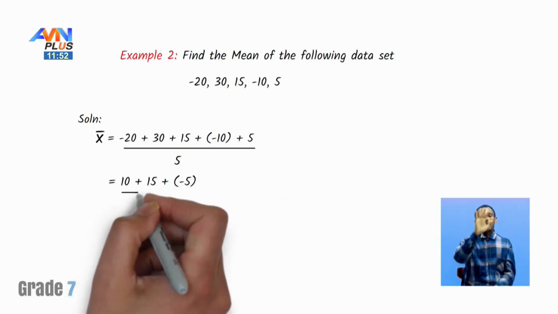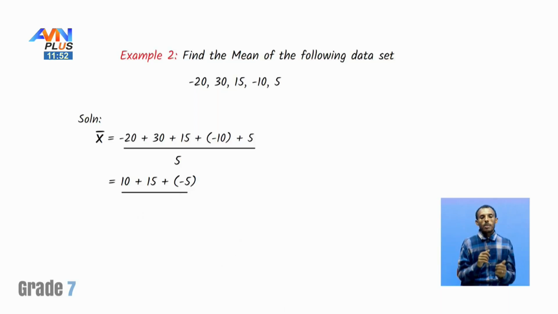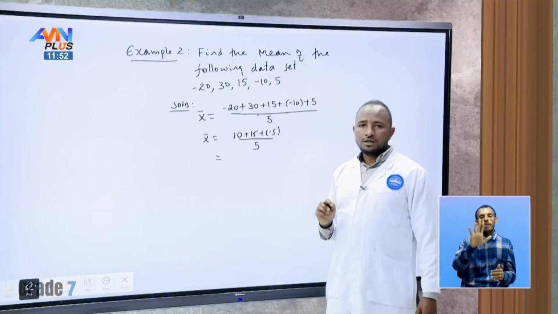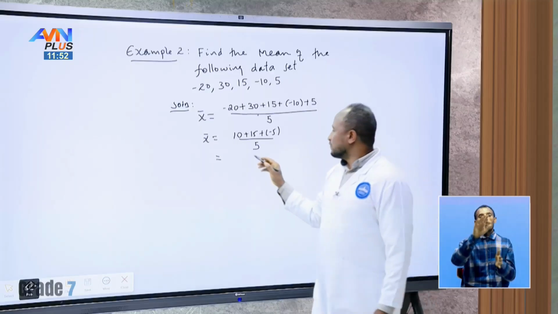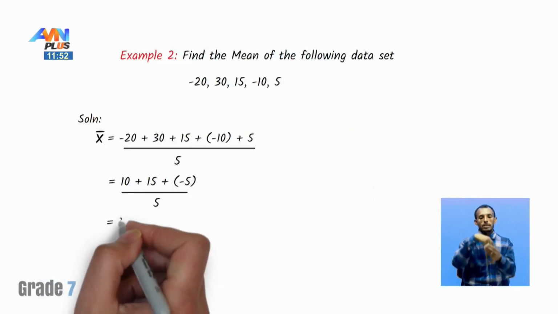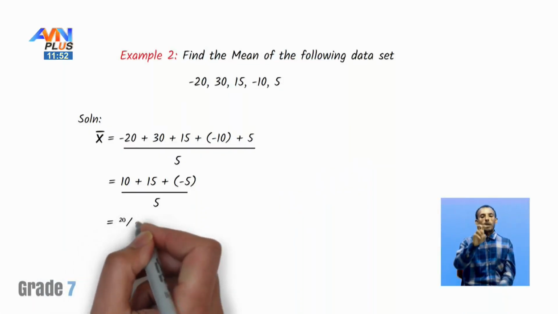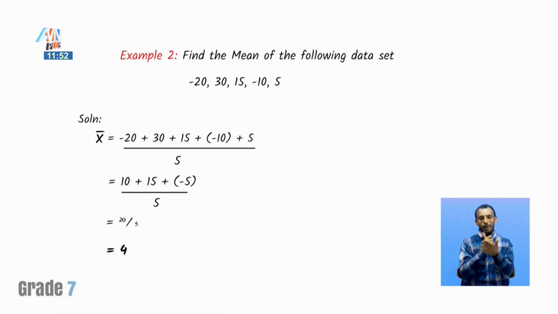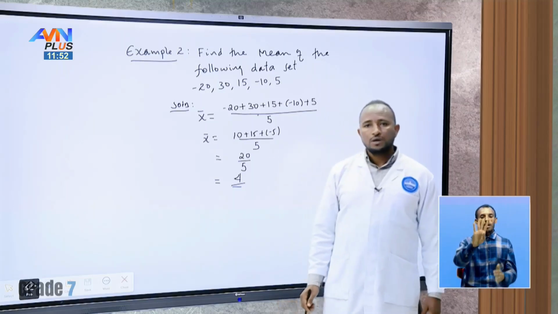This will be equal to, add these two, you have 10 plus 15 is 25. 25 plus negative 5 it is 20. Therefore, the sum will be 20 divided by 5. Therefore, this will be equal to 20 divided by 5, it is 4. Therefore, the mean of this data set is 4. Now, we'll proceed to the next example.